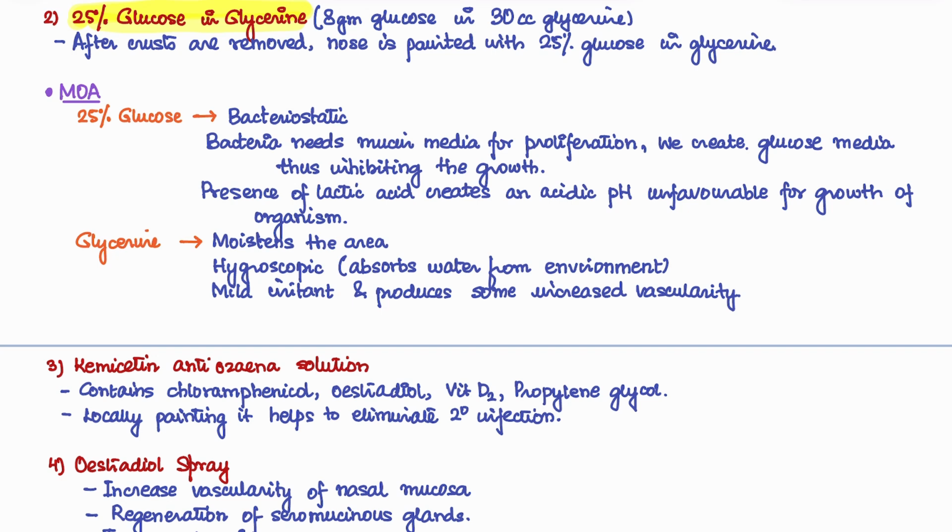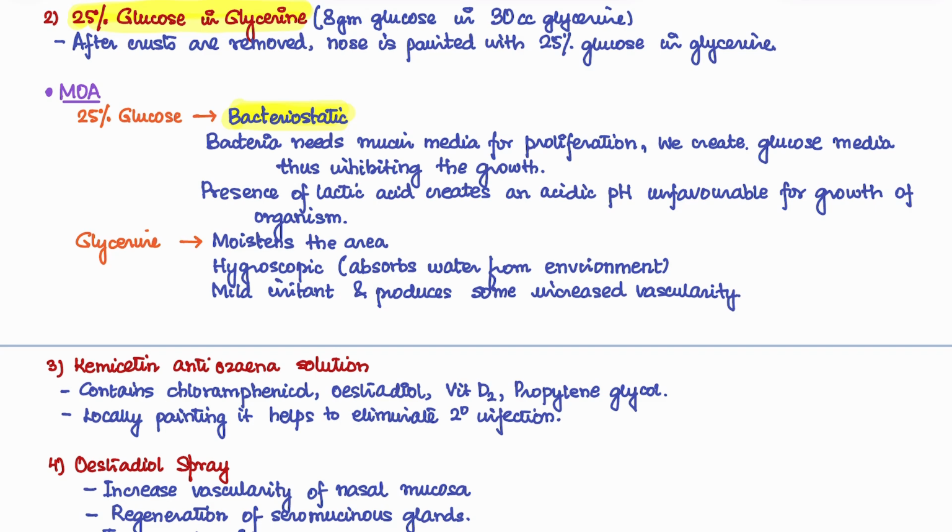And what is the reason for this? There is a role of both these components, glucose as well as glycerin. 25% glucose is actually a bacteriostatic agent. Usually, the bacteria needs mucin medium for their proliferation and growth. Here, by adding a glucose media, we are actually inhibiting the growth of the bacteria.